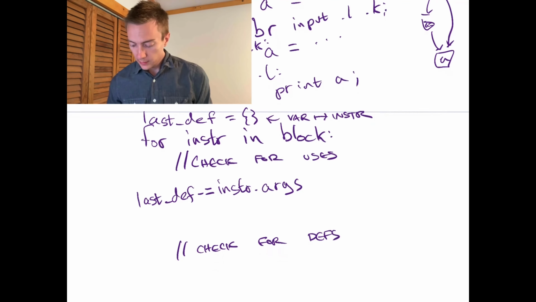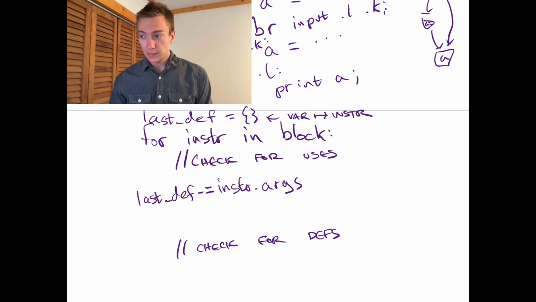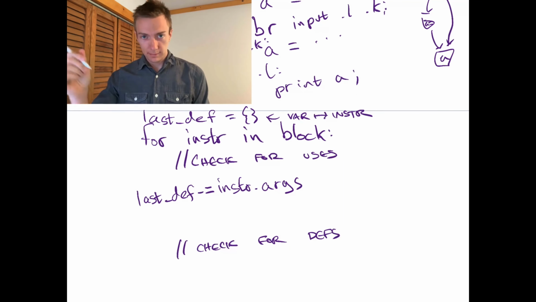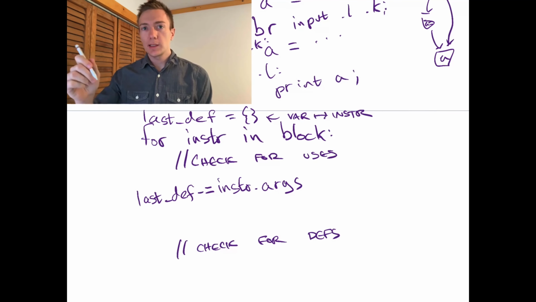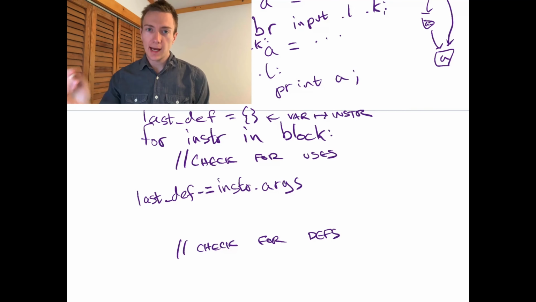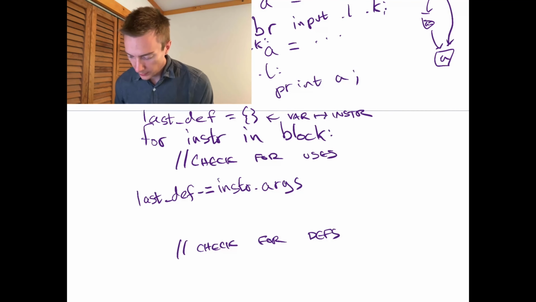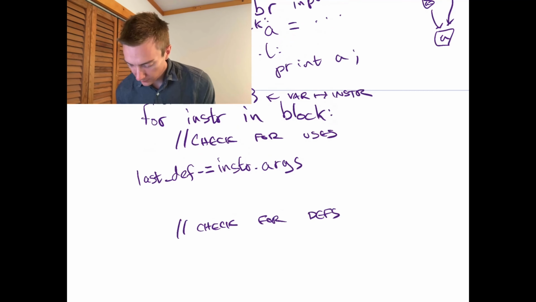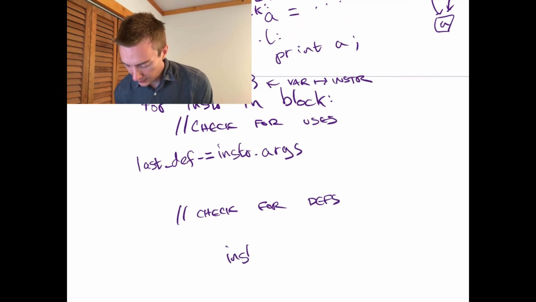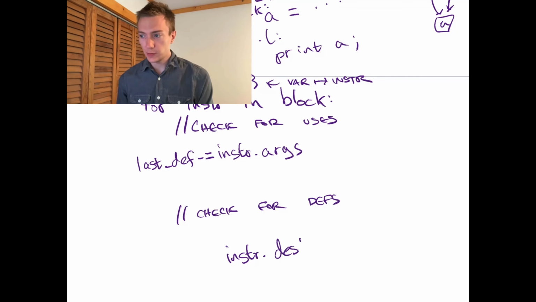Okay. The next thing we need to do is to check for definitions. And there's two things we need to do with definitions. We need to put things into the candidates for deletion, and we need to actually delete some instructions if we notice an opportunity for redundancy. So the way that works in Bril is that instructions have a dest field, which is the variable they assigned to.